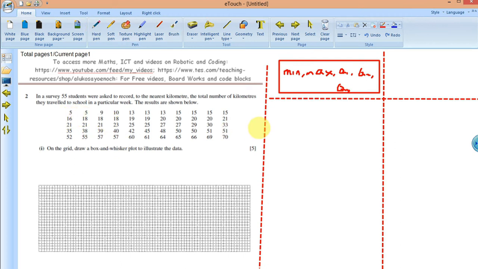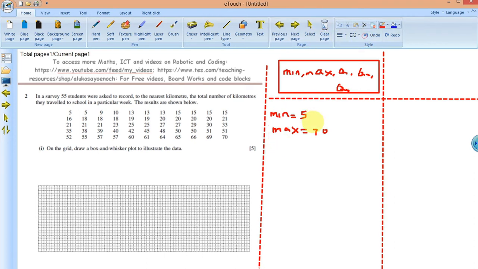For example, I don't have a problem with the minimum, because the minimum will be the least value in the given observations. So the minimum is definitely 5. We don't have a problem with that. And the maximum will be the highest value there. For the maximum, we don't need any formula to determine that. So that is 70. So let's go for Q1. Don't forget that Q1, which is the lower quartile, is also known as the 25th percentile.